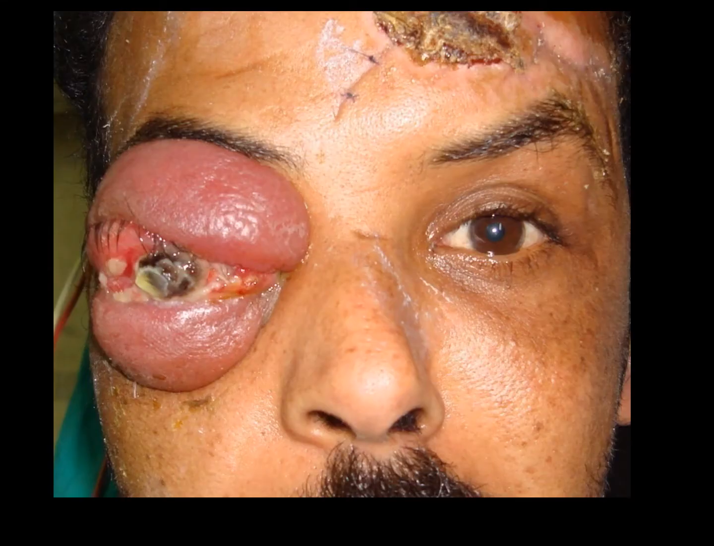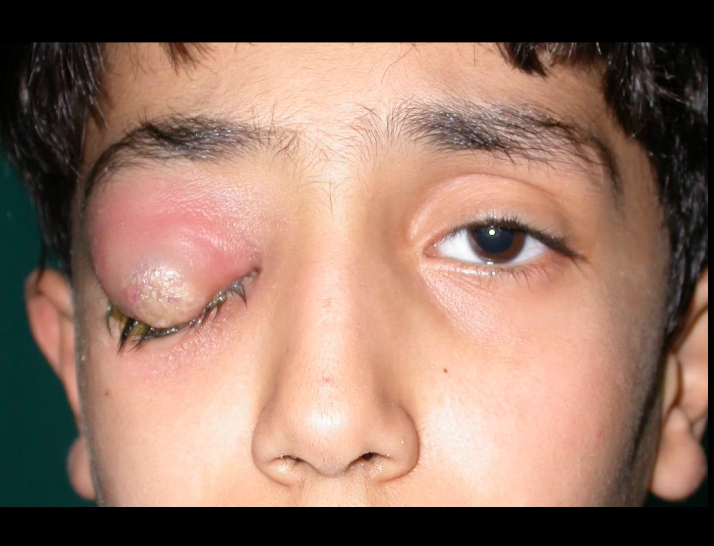This unfortunate patient with road traffic accident has got orbital cellulitis with severe proptosis and exposure keratitis. It is quite evident that in such patient, the inflammation is in the preseptal area affecting mainly the skin, so we don't expect to have proptosis in such patient.